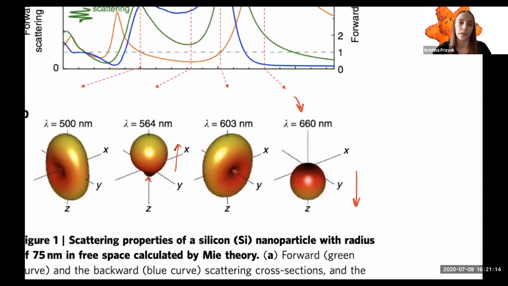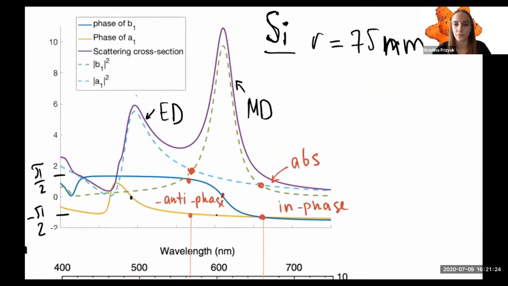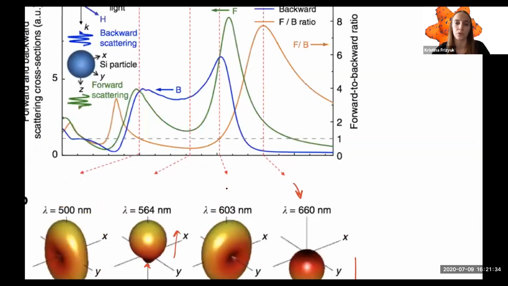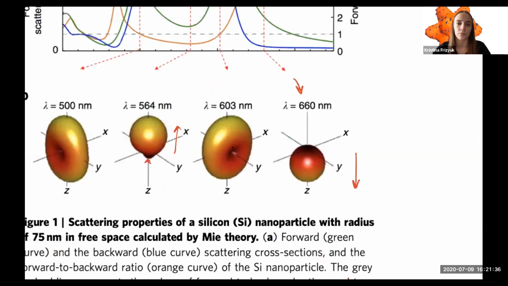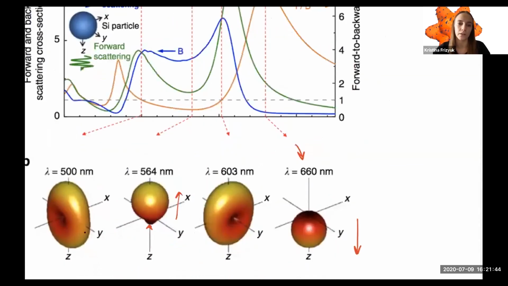And here we see backward scattering. And in resonance, we don't see that something dominates, because there is a pi over 2 phase between them and very different absolute values. So we mostly see the magnetic dipole here, and the same here, we mostly see the electric dipole. It is X electric dipole and it is Y magnetic dipole.